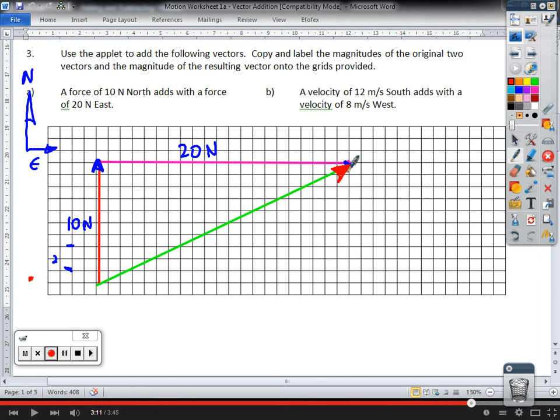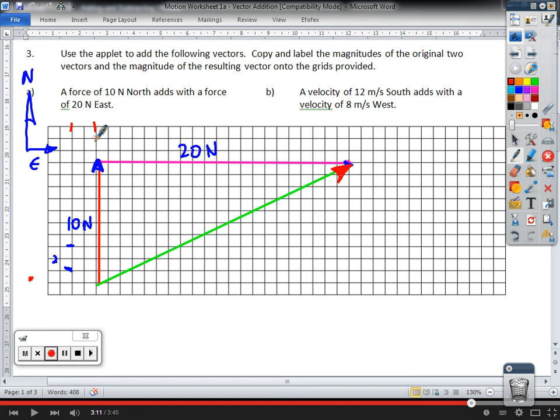Now I want you to use, because you've done this by scale, each of these is worth one. Actually, I don't know if it's photocopied. Is that exactly a centimetre for you? It's slightly smaller than a centimetre, is it? Could you just measure that length there?